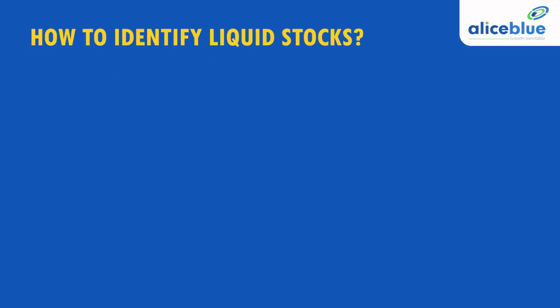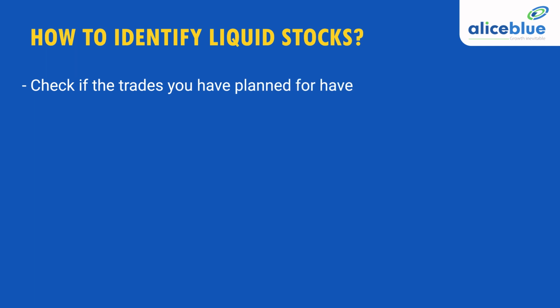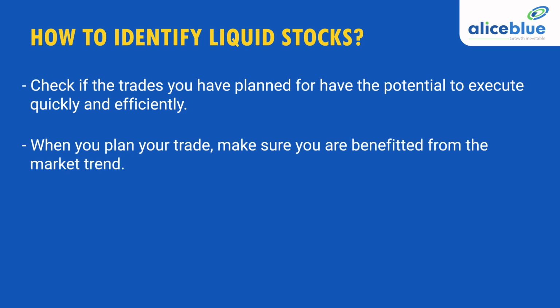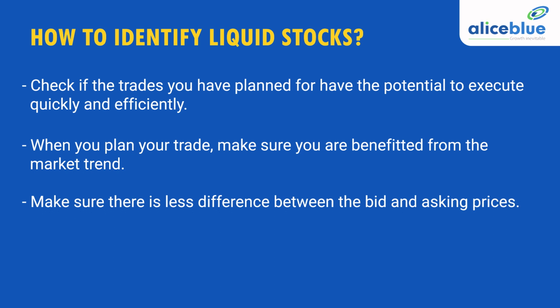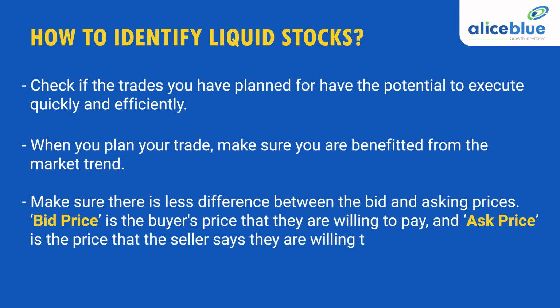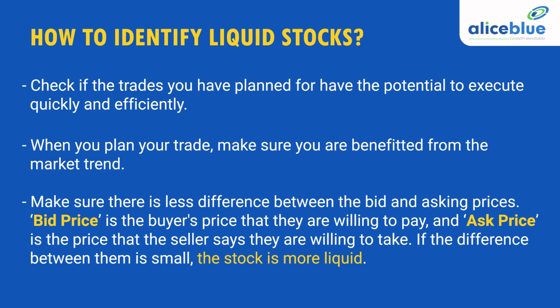Now let's understand how to identify liquid stocks. First, check if the trades you have planned have the potential to execute quickly and efficiently. When you plan your trade, make sure you benefit from the market trend. Next, make sure there is less difference between the bid and asking prices. Bid price is the price that buyers are willing to pay, and ask price is the price that the seller says they are willing to take. If the difference between them is small, the stock is more liquid.